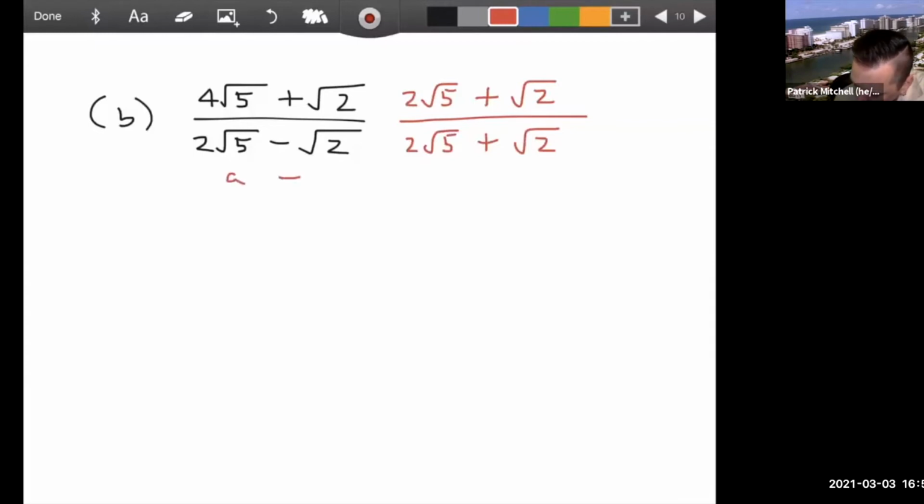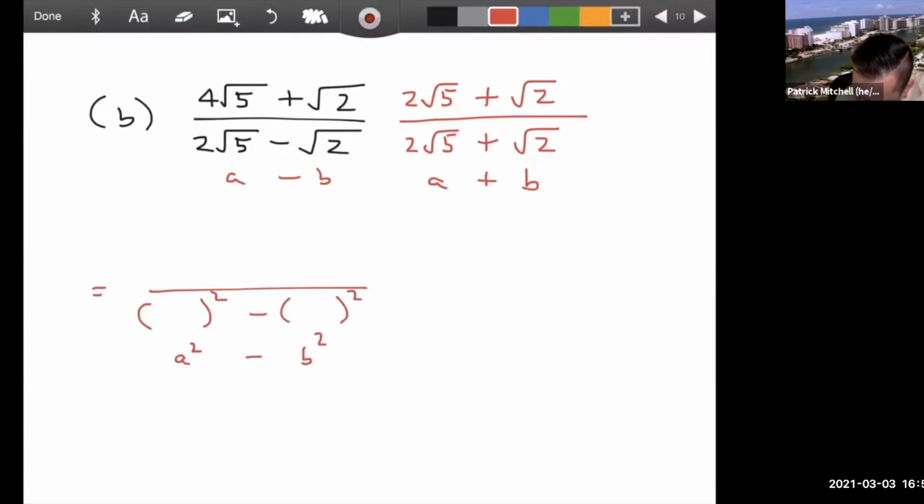Again, this has the form a minus b. This has the form a plus b. So when I multiply those together, I'm going to get an a squared. Let's not write it there, though. I am going to get an a squared minus b squared. All right, so we're going to square 2 square root of 5, and then we're going to square the square root of 2.